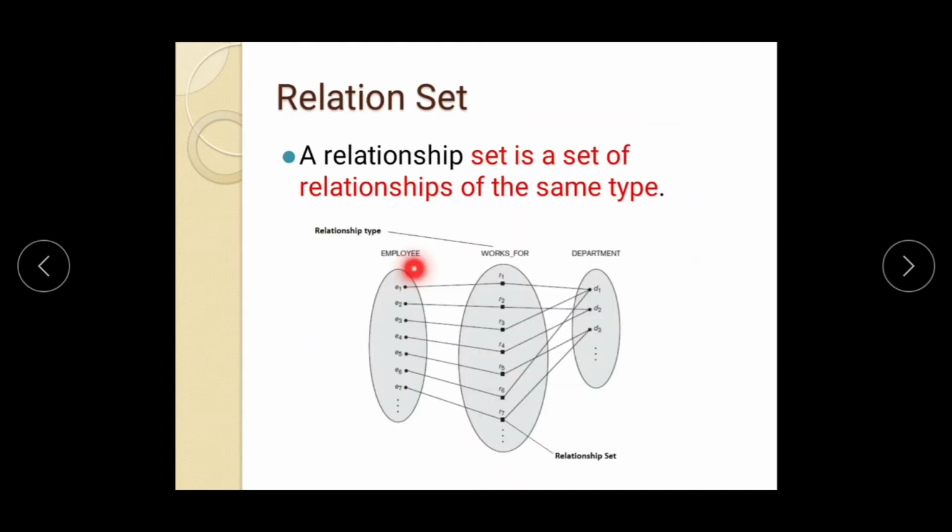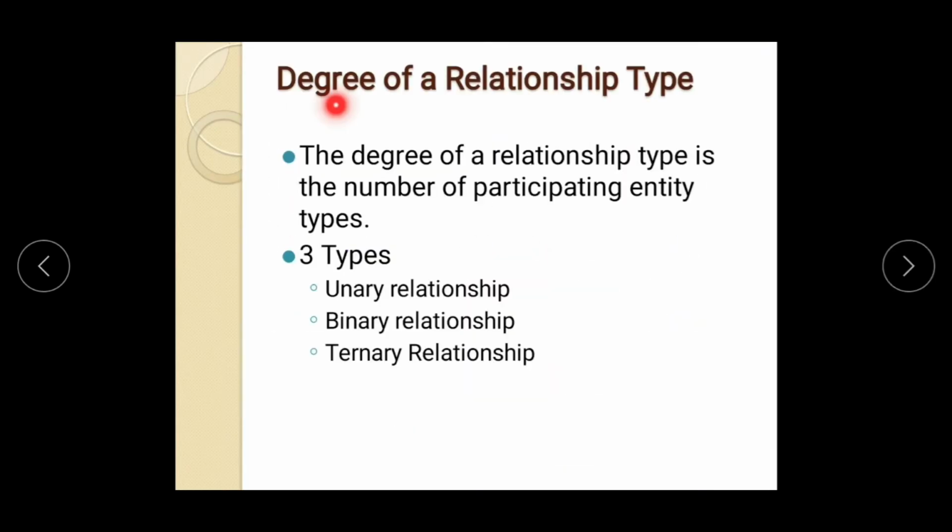Here also there are two, employee and department. These are the two entity types, and they are going to relate through the relationship type called works on. So the degree of the relationship tells how many entity types are participating in the relationship. The degree is the number of participating entity types. Here we have three types: the first one is unary, next binary and ternary.